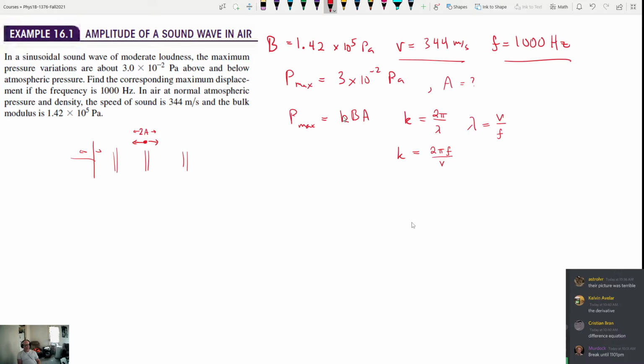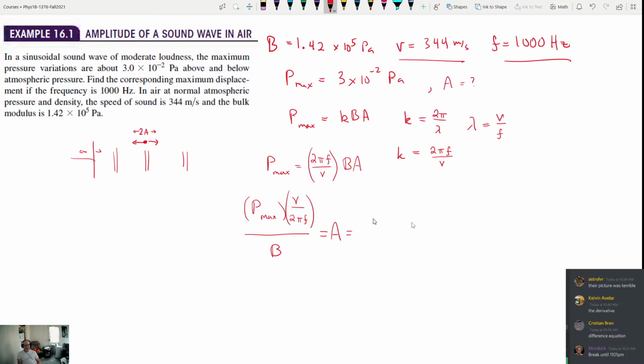If we plug that back into our equation, we get that maximum pressure is equal to 2 pi f over v times the bulk modulus times the amplitude that we're trying to solve for. Rearranging, we get P max times v over 2 pi f, and then divided by B should be equal to the amplitude A. I guess these units are going to work out. Pressure over bulk modulus is pressure over pressure, so the units will cancel. It should work out.